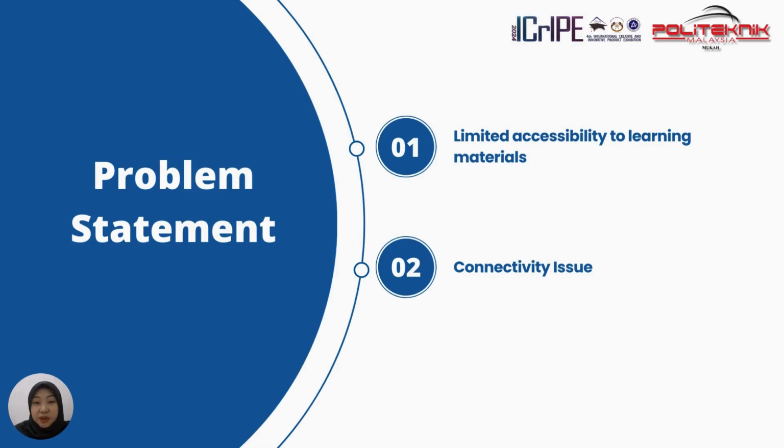Students tend to experience problems with connectivity because there is no Wi-Fi provided in their hostel. So students often need to download the learning material using their own mobile data. This will limit their accessibility to the learning material as sometimes their mobile data has a poor connection. Moreover, students only rely on one platform, which is CDOS, to get all the learning materials for this course.